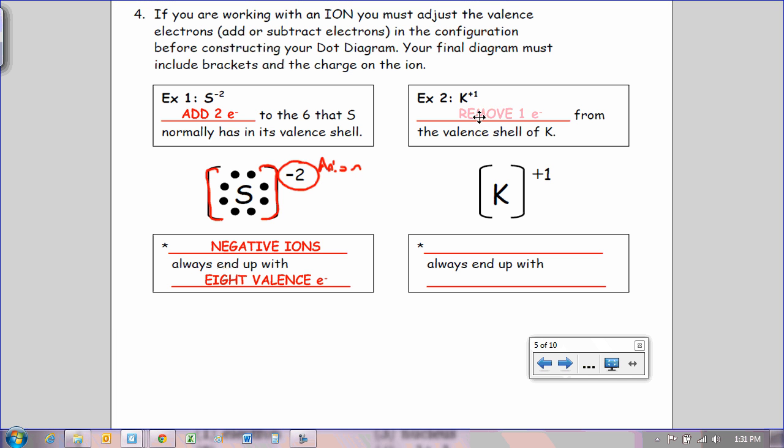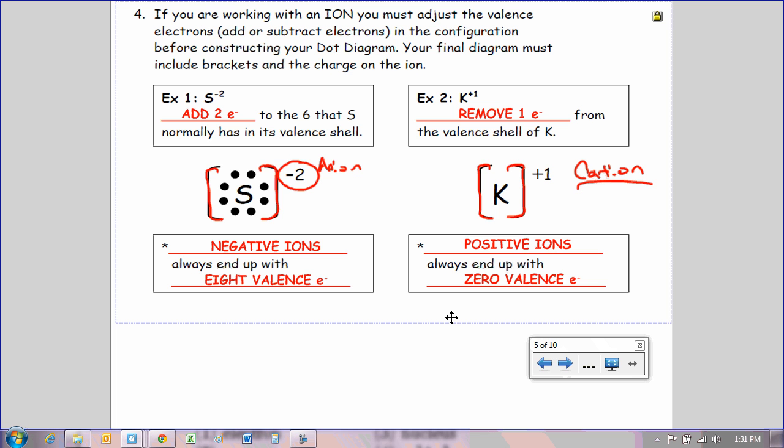Now, on the other side of the coin, we have a positive ion. So K plus 1. Remember, you have to remove an electron from the valence shell of K as it's written on the periodic table. And in this case, we will not have any valence electrons around the potassium because it's been all removed. So you draw the brackets to show that it is an ion. What type of ion? A cation, because it has a positive charge. And now positive ions always end up with 0 valence electrons. This is the rule of how atoms become ions by giving or gaining electrons. And they follow these two rules. You always either end up with 8 valence or 0 valence. That's kind of how it works.